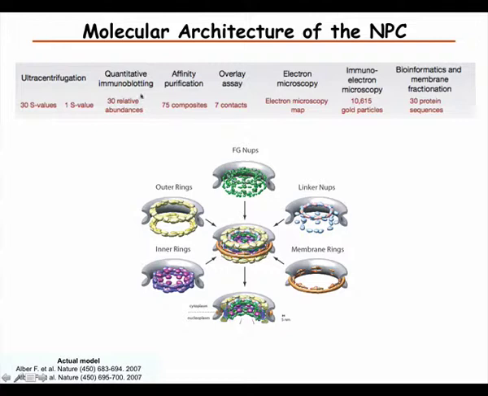They did quantitative immunoblotting to get the relative abundances of the different proteins, affinity purifications to get subcomplexes, and other things like electron microscopy to get shapes. Then there was mainly a big bioinformatics component to put all these constraints together.